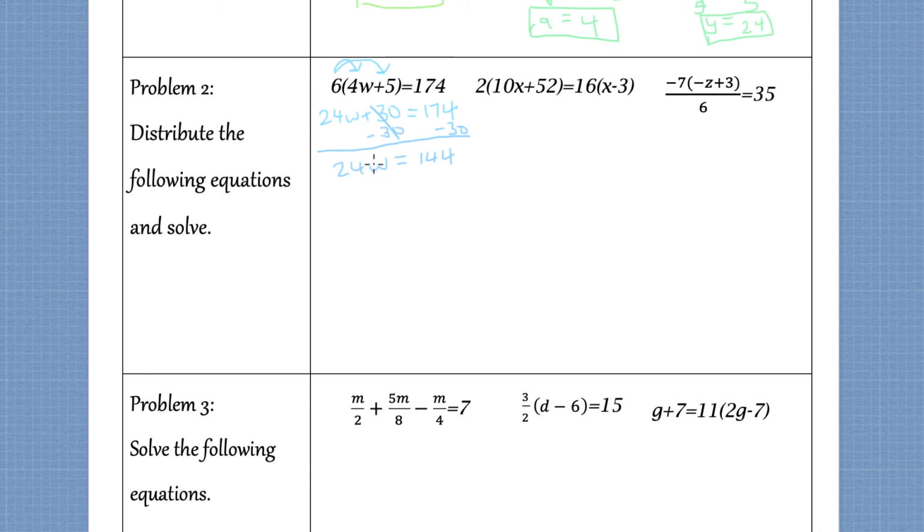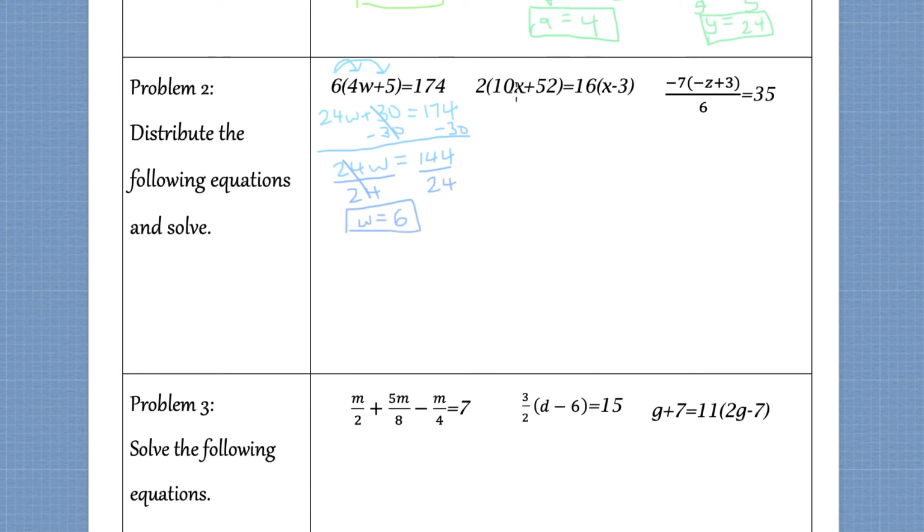To solve for w, we're going to divide this side by 24 and divide the other side by 24. So 24w divided by 24 leaves us with just w, which is equal to 144 over 24, which is equal to 6. And so that is our answer for this one.